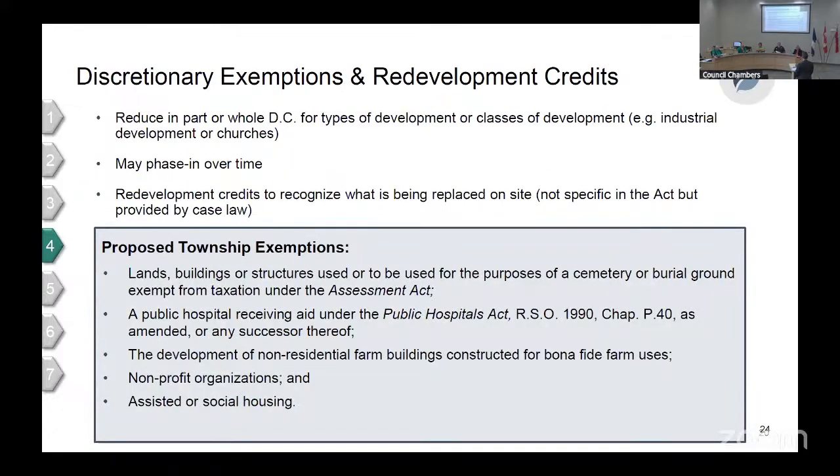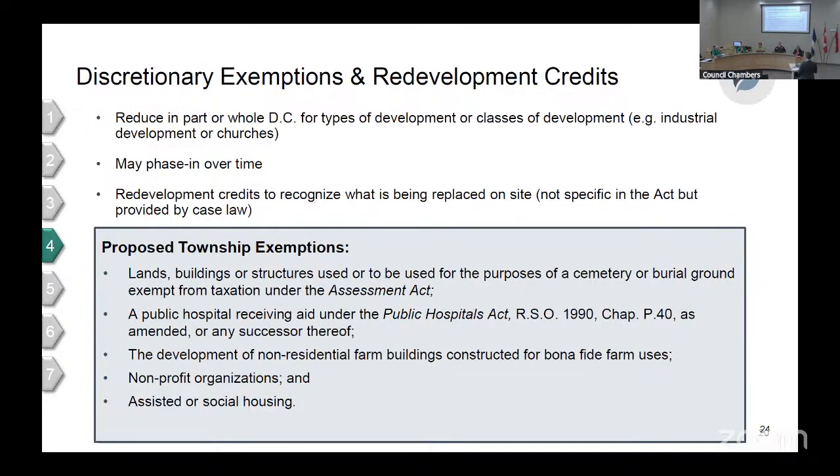Next slide, please. In addition to those mandatory exemptions, council does have the authority to reduce the charge in whole or in part for different classes or categories of development. You can phase in the charge over time as well if you want. What's not in the legislation but has been provided through case law is redevelopment credits. So if I have a single detached home, I knock it down and I build 3 townhomes, what we do is calculate the charge for 3 townhomes, subtract the charge for 1 single detached, so you get credit for what's there.